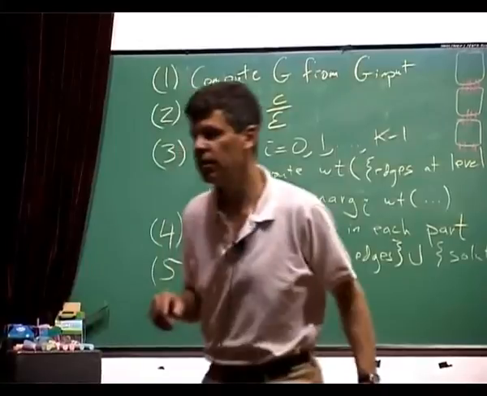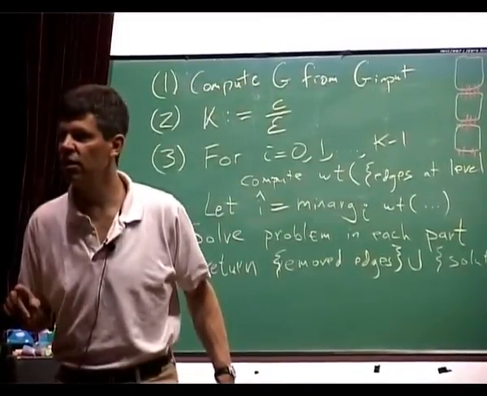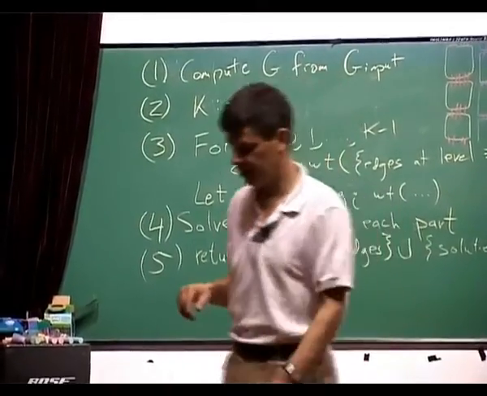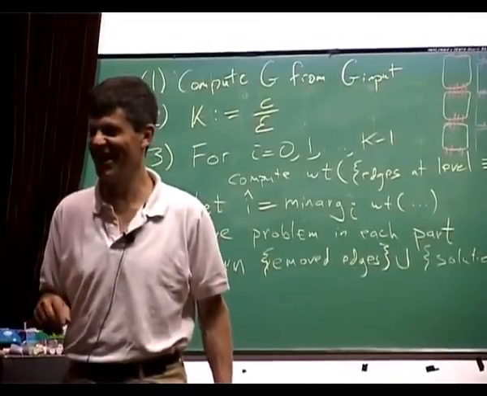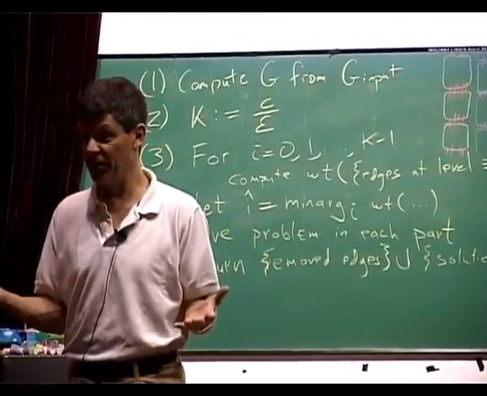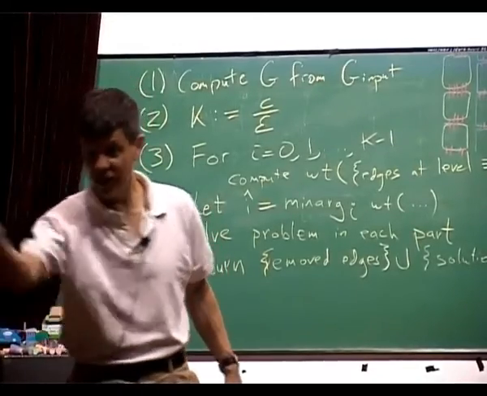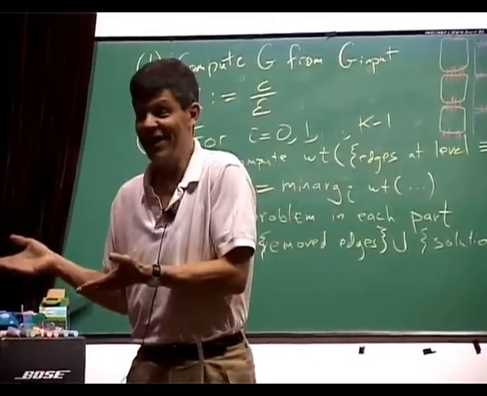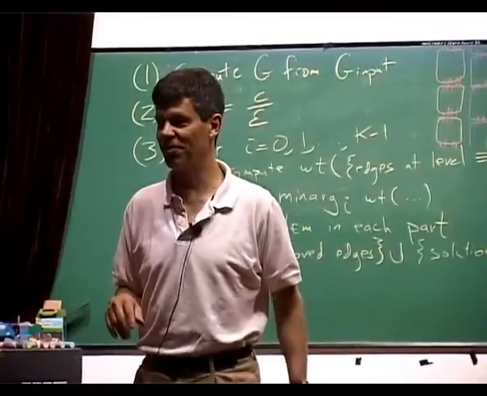Yes? Is it always easy to find? It's an excellent question. No. So what do we know about these blocks, these parts? They have low branch width. So the question is, are there problems for which maybe it's too hard to find it even if the graph has small branch width? And that's true.